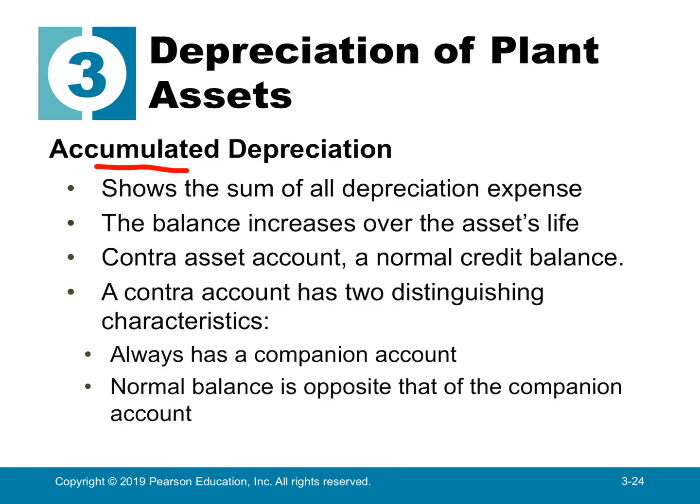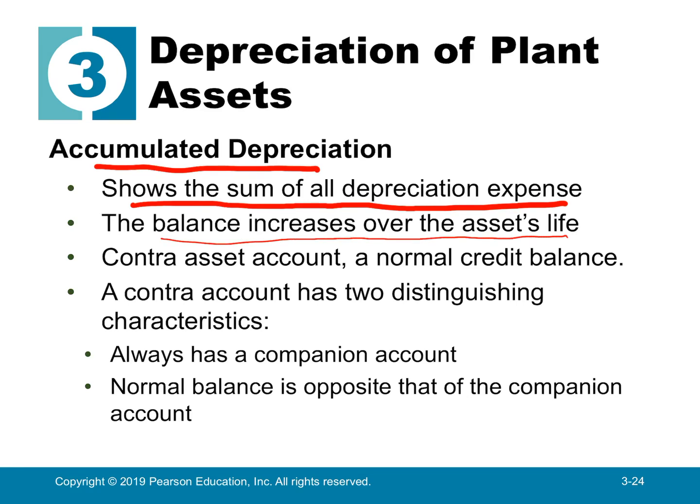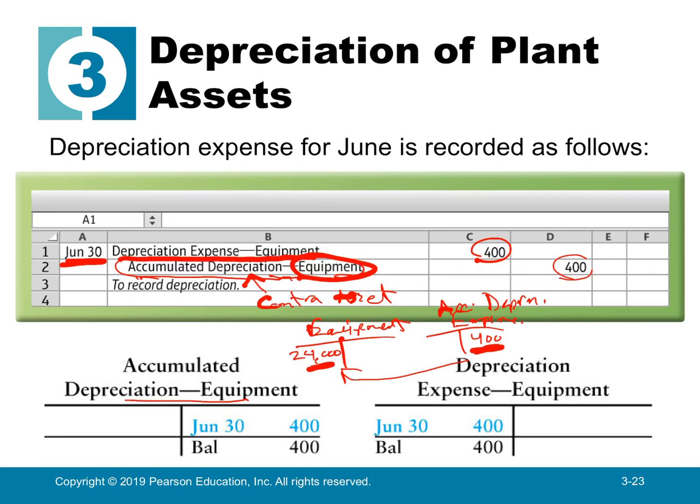So again, this accumulated depreciation account basically shows the sum of all the depreciation expense. This balance will increase over the asset's life, right? You keep doing depreciation every period. You keep accumulating the depreciation. It is a contra asset account, so it normally has a credit balance. Back to this example, you see it goes on the credit side, right?